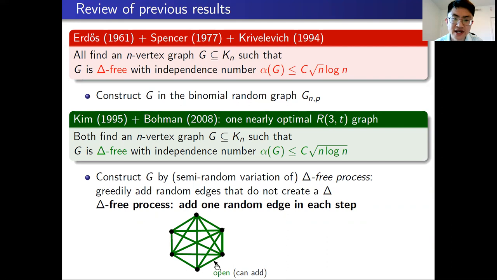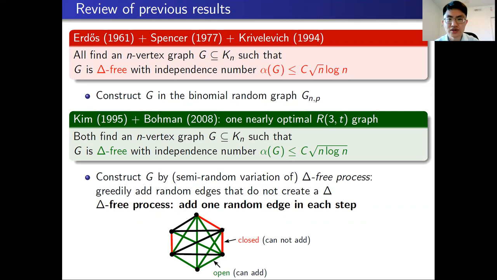And we add one random edge at each step. For example, we add this random edge. And then at the next step, we add another random edge, for example, this one. And then we continue to add another random edge, for example, this one. Then at this moment, you can see that these two edges become closed because adding them will create a triangle. So we will never add them to construct the graph G. We add another random edge, for example, this one. Then as you can see, this one becomes closed. So the graphs constructed in this way are always triangle-free.